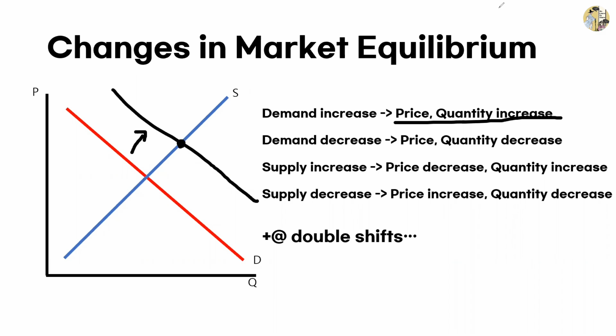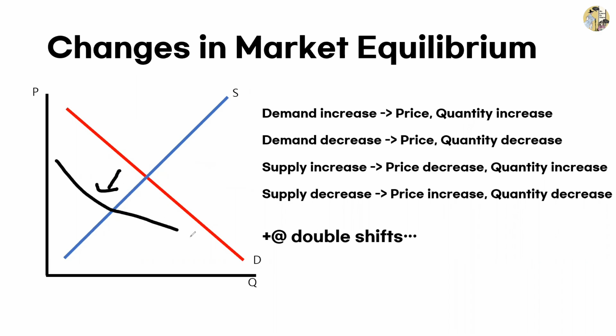And that is the exact opposite for a decrease. The price and quantity will both decrease. For supply, it is a little bit different. An increase in supply will lead to a decrease in price, but also an increase in quantity. And it is the opposite for the opposite. A decrease in supply will lead to an increase in price, but a decrease in quantity. Simple, isn't it? So you don't really have to memorize all of these if you can just draw a graph and check out what happens to the price and quantity.